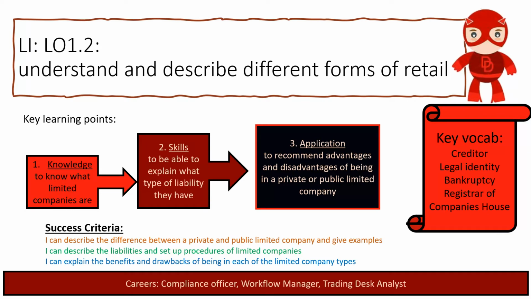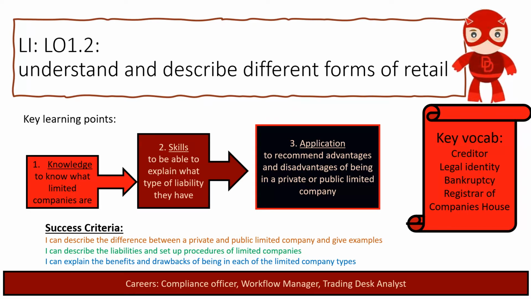So let's break down lesson 3 of ownership. We're looking at limited companies. We need to remember what limited companies there are, and there are 2 types. Then we're going to be able to explain liability, because that's part of the definition of a limited company, or one of the 2 limited companies. And then we've got to look at the advantages and disadvantages of both types.